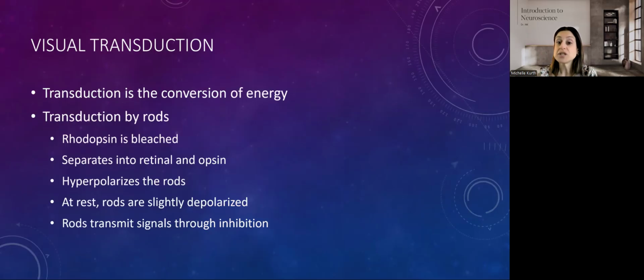Thus, the bleaching reaction is actually transducing light to a cascade of intracellular events that result in a neural signal. So when the rhodopsin is totally bleached by intense light, these rods lose their ability to absorb light and transduce. However, in the dark, the retinal and the opsin are reunited, and that rhodopsin regains its color and its ability to absorb light and transduce.